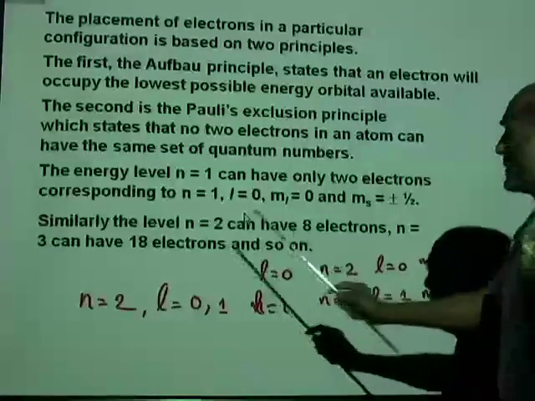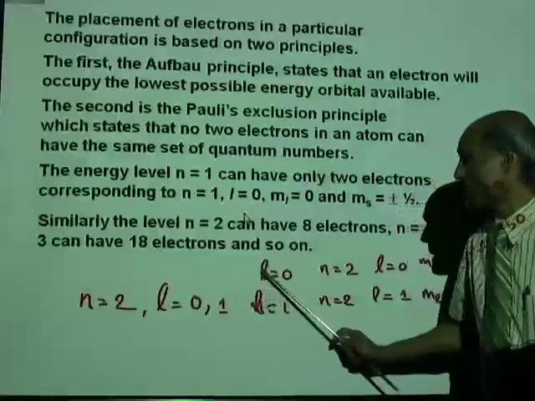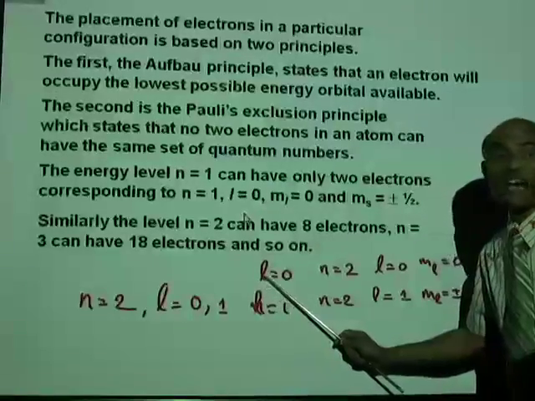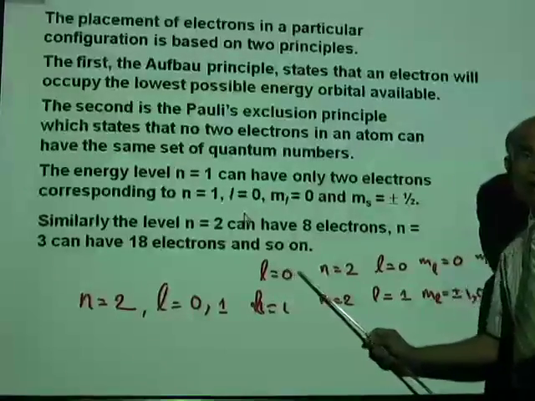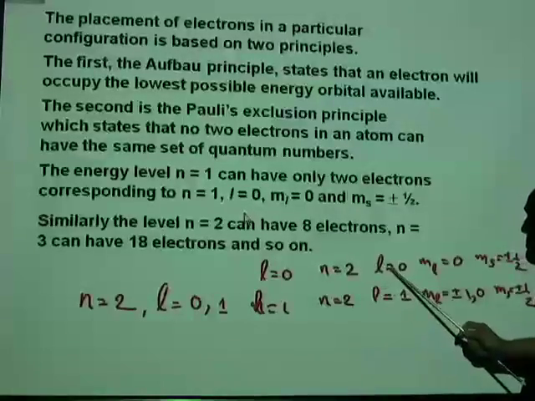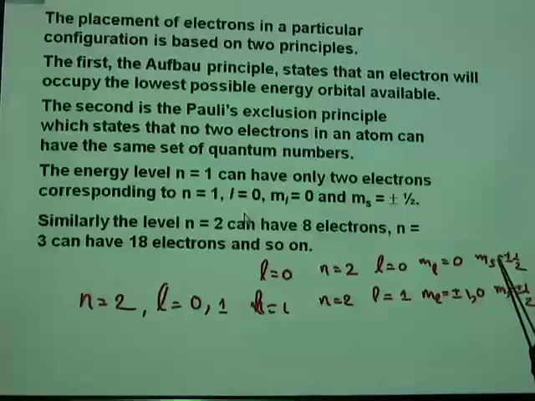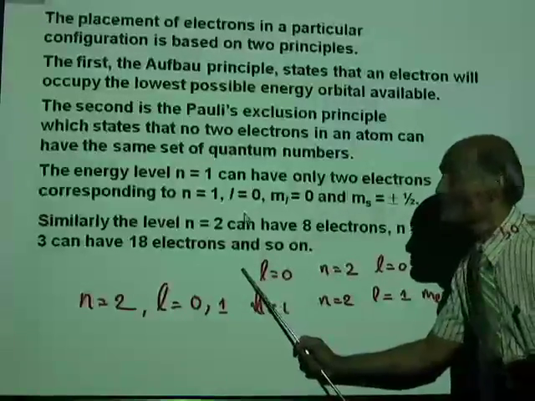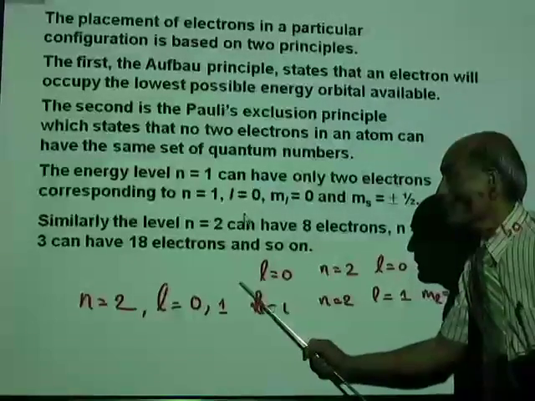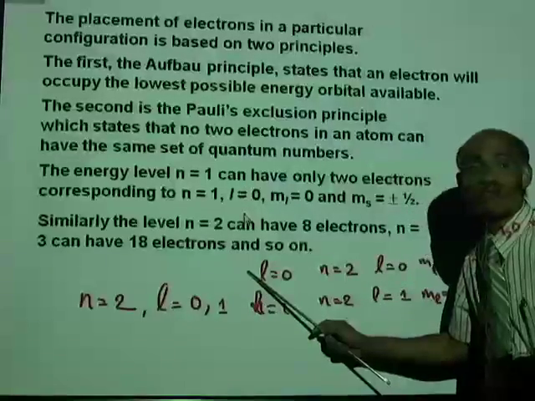Now look at this. n equal to 2 can have two l values, l equal to 0 and l equal to 1. l equal to 0 is the S subshell. And the S subshell can have n equal to 2, l equal to 0, ml equal to 0, ms equal to plus or minus 1/2. That means there are two electrons in here. In the S subshell for n equal to 2, there can be two electrons.